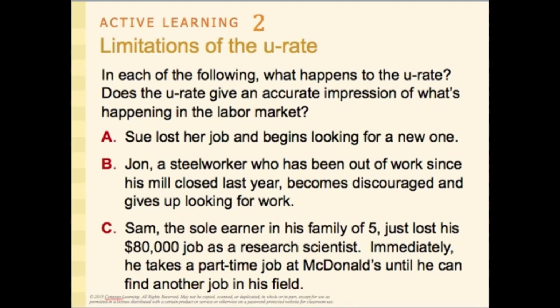Scenario B. John, a steel worker who has been out of work since his mill closed last year, becomes discouraged and gives up looking for work. He's a discouraged worker. And then example C. Sam, the sole earner in his family of five, just lost his $80,000 job as a research scientist. Immediately, he takes a part-time job at McDonald's until he can find another job in his field. The objective of this exercise is to lead you to discover why the unemployment rate is not a perfect indicator of joblessness. There's a lot of things going on here. So let's take a look.